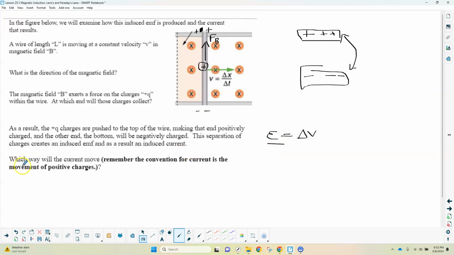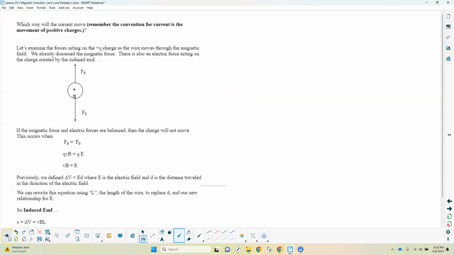So based on that, it says which way will the current move? So current is just the motion of positive charges. So our current is moving up. So our current is going upward. So the current in this wire, as we pull it to the right, is going to create a current going up. That's the idea.